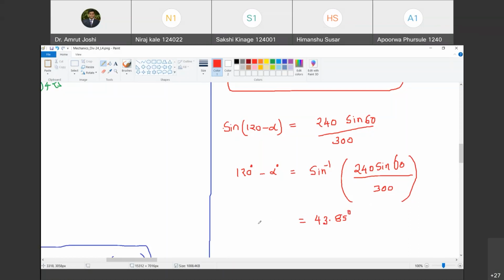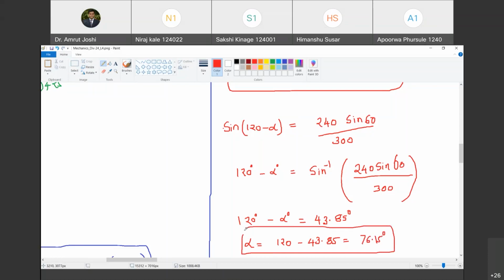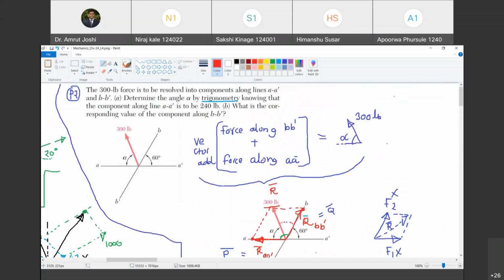Is that right? 43.85 degree? Yes, sir. Okay. So 120 degree minus alpha degree is equal to 43.85 degree. So what is the value of alpha? Therefore, alpha now turns out to be 120 minus 43.85. So how much is that? 120 minus 43.85 is 76.15. So 76.15 degree is our first answer. It is the answer to part A of the question. So we have found out the value of alpha. Are you with me? Yes.